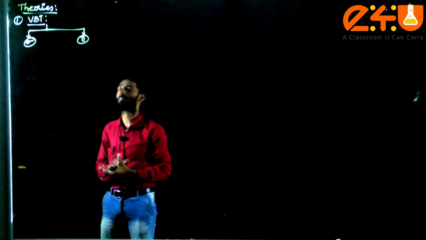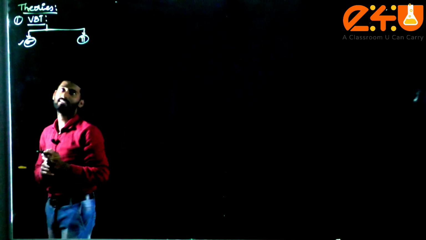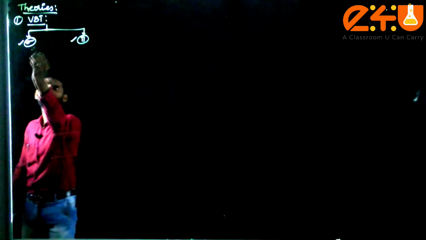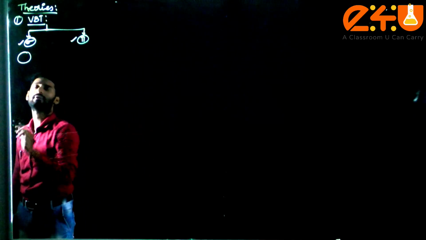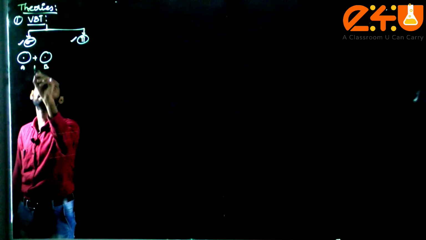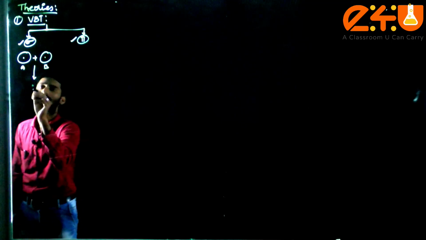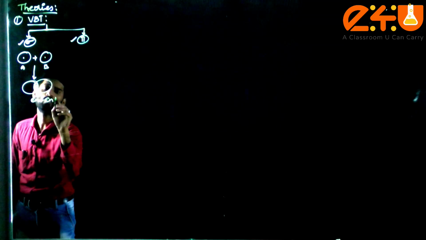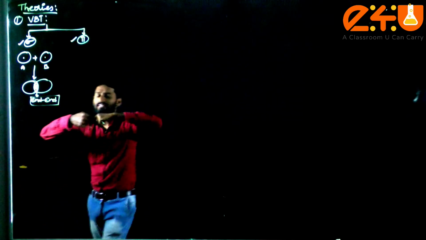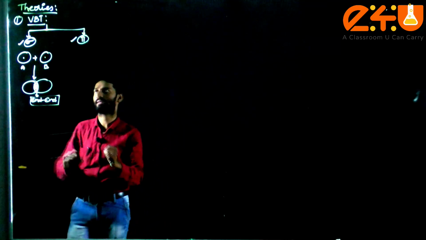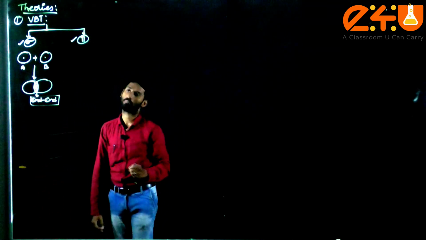How do the atomic orbitals overlap when a sigma bond is forming, and how do they overlap when a pi bond is forming? For the sigma bond, consider an atom A which is combined with one more atom. How are these two atoms combined? Overlapping of atomic orbitals takes place. This overlapping is called end-end overlapping. The end-end overlapping takes place between the two atomic orbitals, and it leads to formation of the sigma bond.